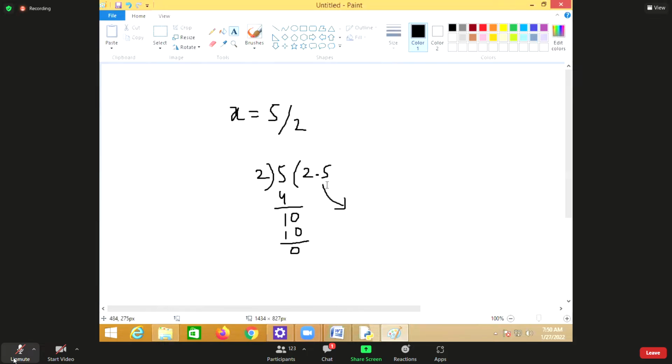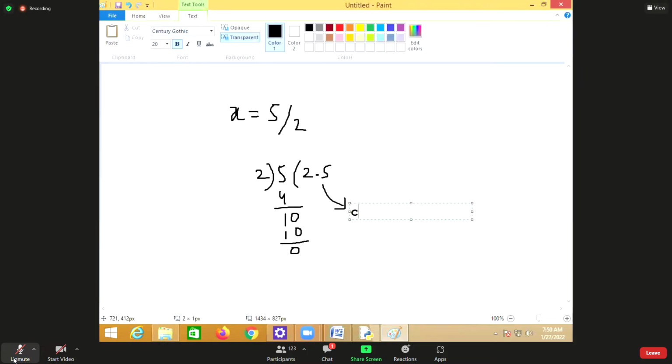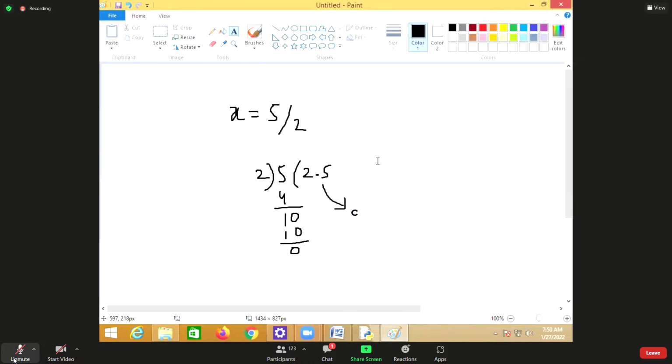So this operator gets a result. Now this is called the quotient. This will return the quotient. So what is the value of x here? 2.5. The value of x is 2.5.